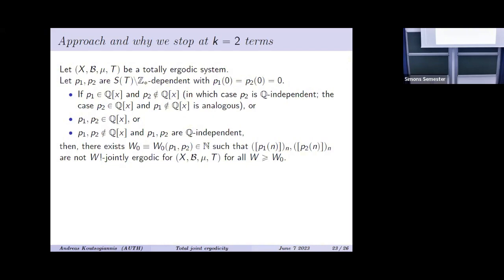Yes. Well, here I didn't write it, but of course, since I started with a specific system, yes, this depends on the system.